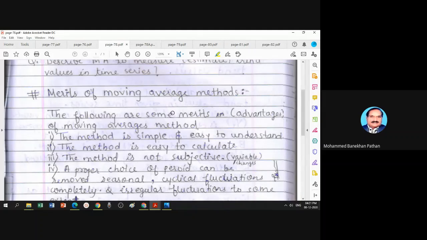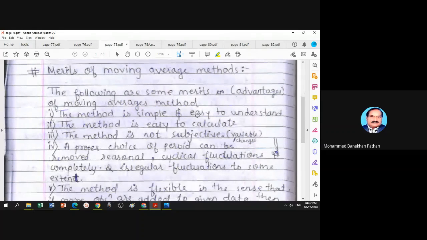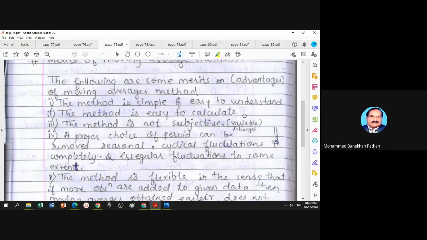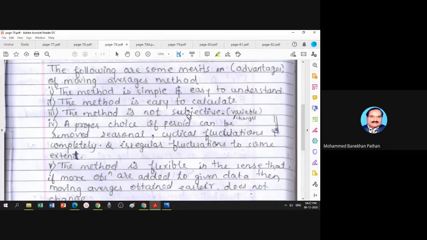The following are some merits, called advantages, of the moving average method. The method is simple and easy to understand. It is based only on the simple calculation of average. The method is easy to calculate. The method is not subjective, that means it does not depend on the variable under study. The variable may change, the method remains the same.